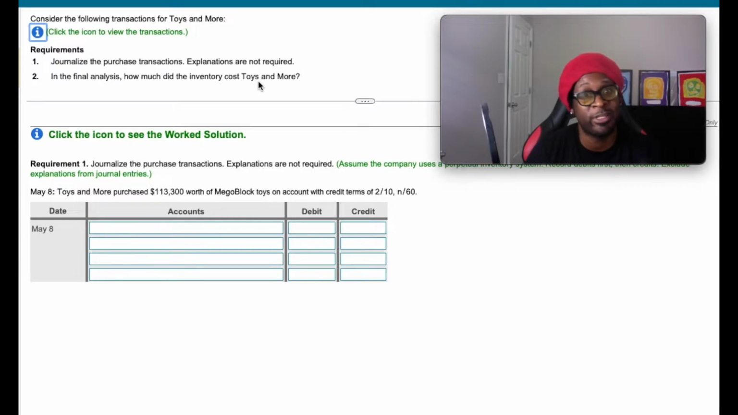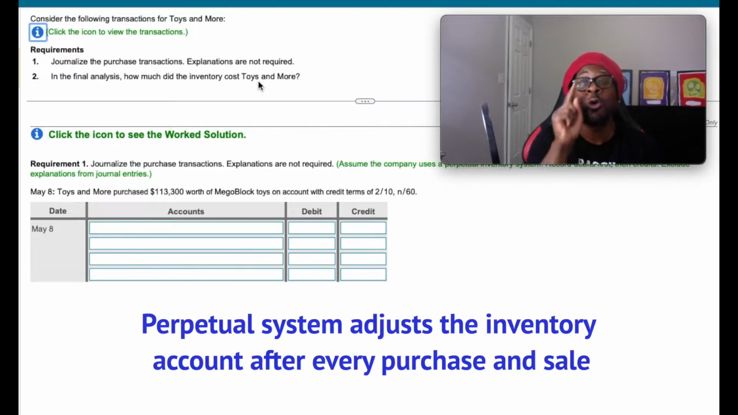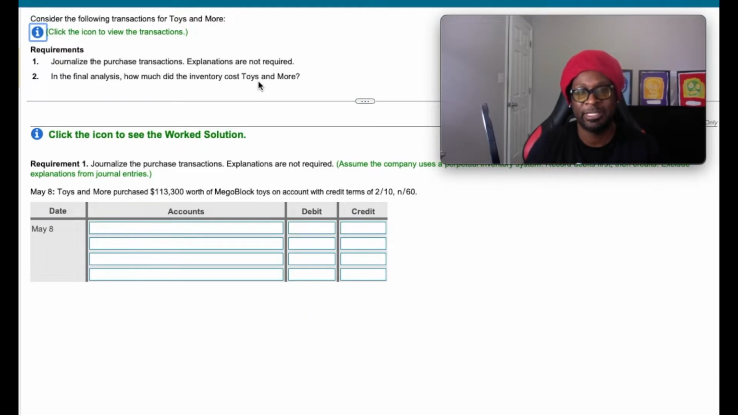And as we already know, there's a purchasing side and a selling side of inventory that you must know how to account for. In this particular problem, we're dealing with the purchase side. We are also utilizing the perpetual system, which dictates that we adjust our inventory after every purchase and sale directly. So with that being said, let's get into this problem.